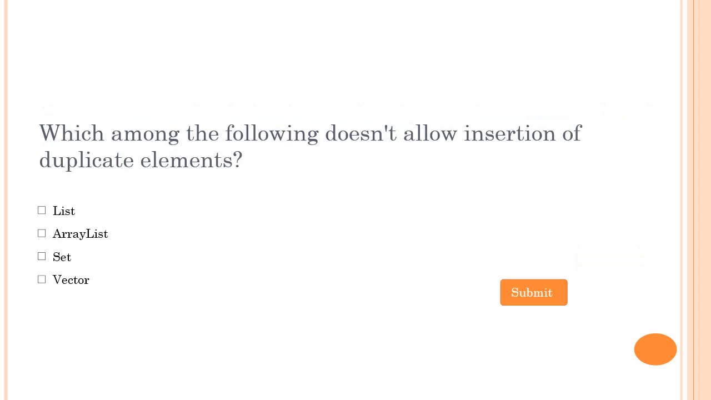Which among the following doesn't allow insertion of duplicated elements? List, ArrayList, set, or vector? The right answer is set. In a list or array list or vector, we can have duplicated elements. In a set, each element should be unique.